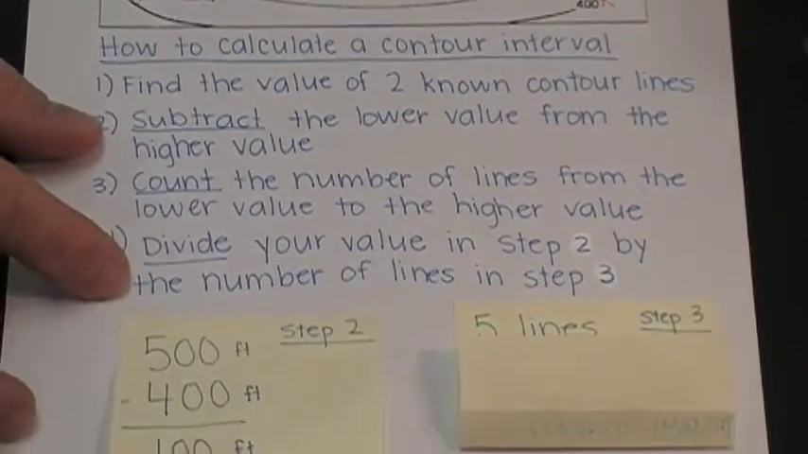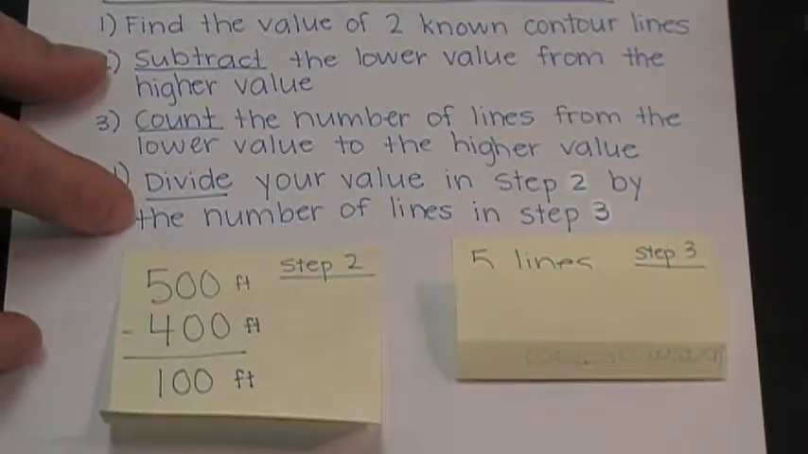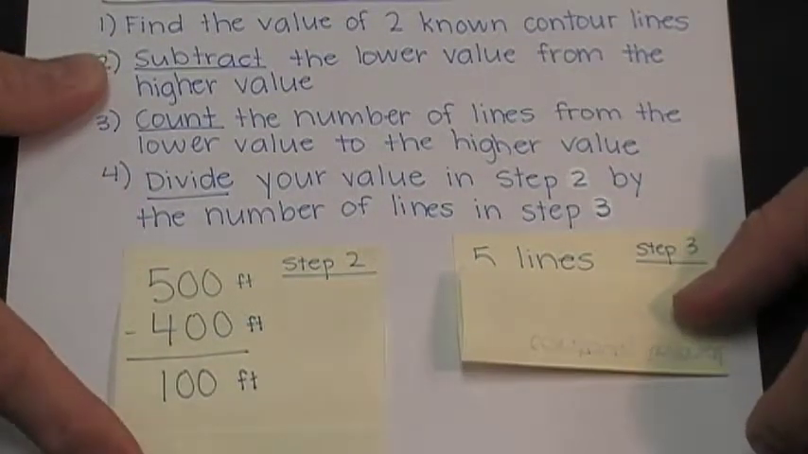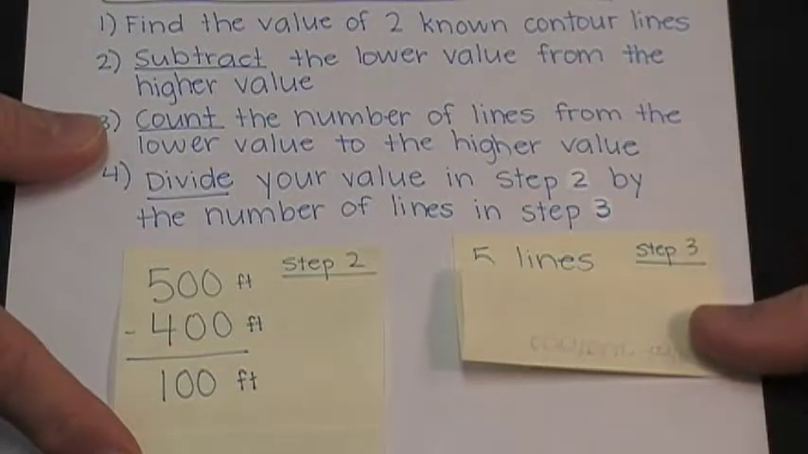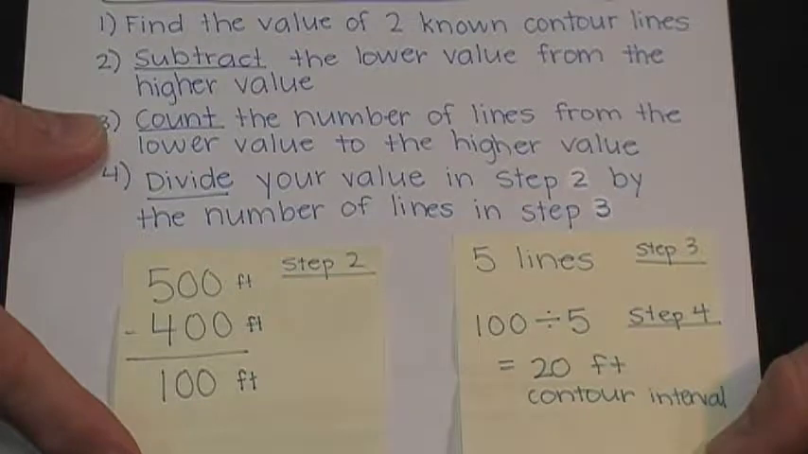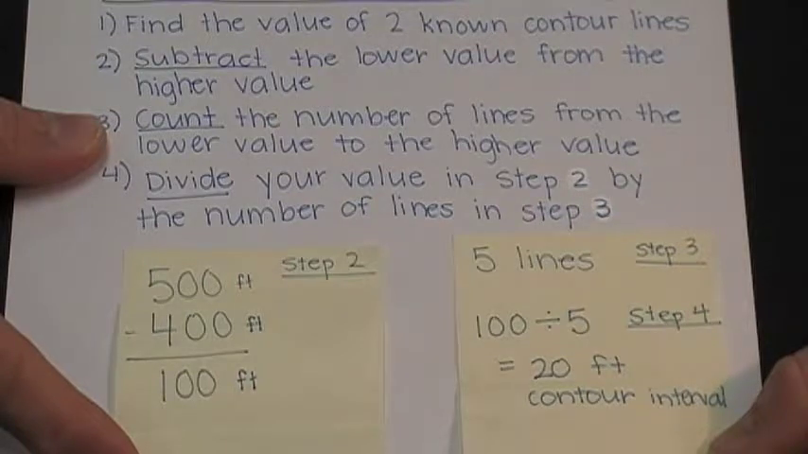With that being said, how does that look? Here, we figured out that we had 100 feet from our calculations in step 2. We then counted our lines. We have 5 lines from step 3. So in order to calculate our contour interval, which is step 4, we take 100 divided by 5. Each line should represent 20 feet.